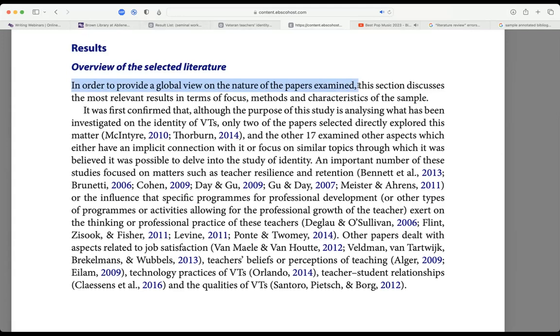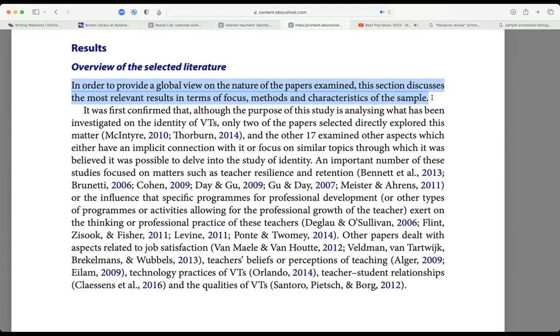In order to provide a global view on the nature of the papers examined, this section discusses the most relevant results in terms of the focus, methods, and characteristics of the sample. That's a great sentence. It's telling us why the things discussed in this section are being highlighted in this section.